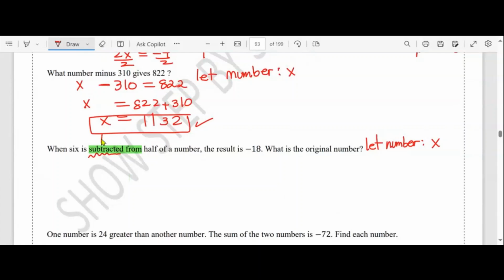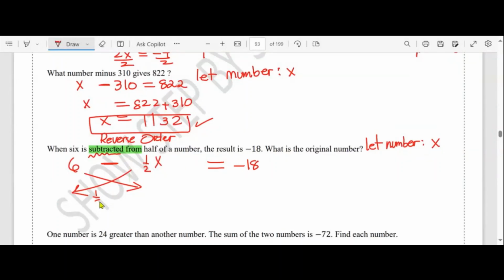So let me write down here, reverse order. So in brackets, x divided by 2, and we have 6. The original one will be minus, correct? But we're going to have to switch, right? So we get 6 is subtracted from half a number. Half means what? Divided by 2. What is the number? X. The result, what does result mean? Equal. Negative 18. Now I have to flip, right?